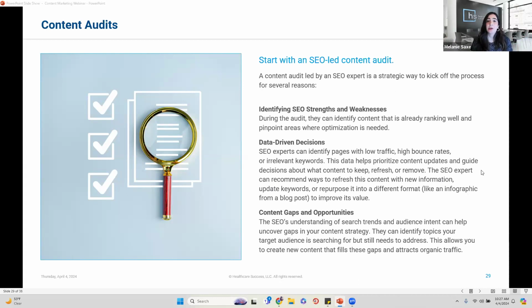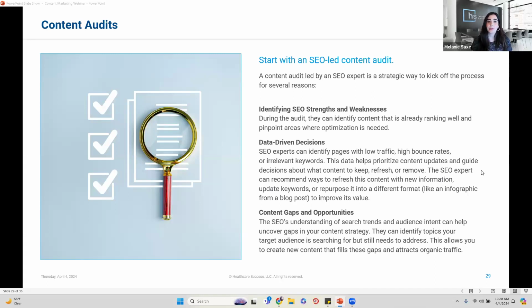Data-driven decisions. SEO experts can identify pages with low traffic, high bounce rates, or irrelevant keywords. This data helps prioritize content updates and guides decisions on what content to keep, refresh, or remove. So essentially, you're reviewing your content by its performance. There are many ways to review your content, right? You can review it by, does it reflect our most updated products and services? Does it reflect our brand? But another way is, how does it perform in search, which is where websites are?